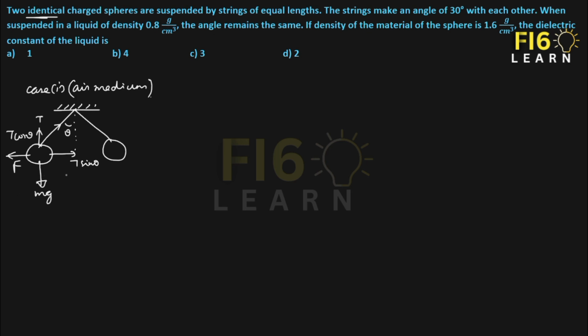We can frame the equation with this. Let's equate the horizontal forces. We will get F is equal to T sin theta, equation 1. Now equate the vertical forces: mg, the downward force, is equal to T cos theta. This is equation 2. So I just equated the vertical and horizontal forces: left side force is equal to right side force, and upward force is equal to downward force.